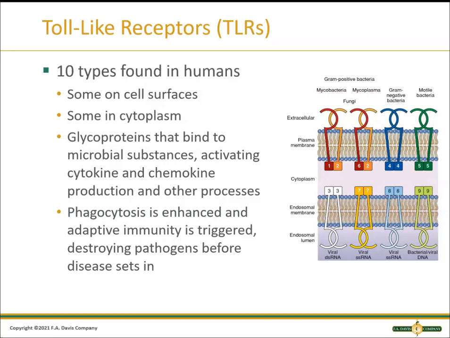So they're looking for certain things on the cell surface or in the cytoplasm. These glycoproteins will bind to the substances on the microbes themselves, and then it'll activate chemicals so that they can cause more cells to come or activate other immune responses that we need. So it can cause cytokine or chemokine responses. What that does is tell the body, hey, these need to be eaten, so that will enhance phagocytosis, and that will then trigger the more specific, the adaptive system, to start working, because we want to destroy these antigens before a disease could possibly set in.